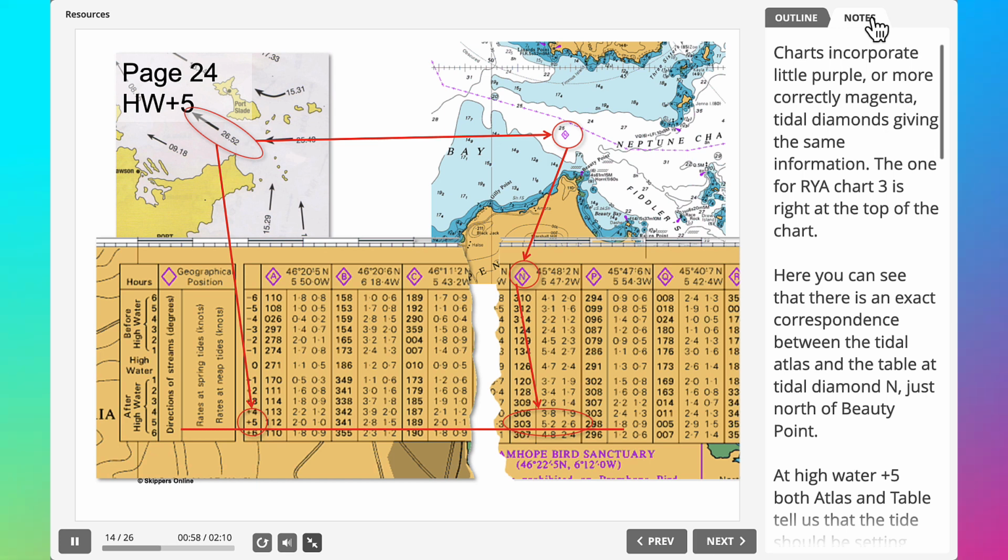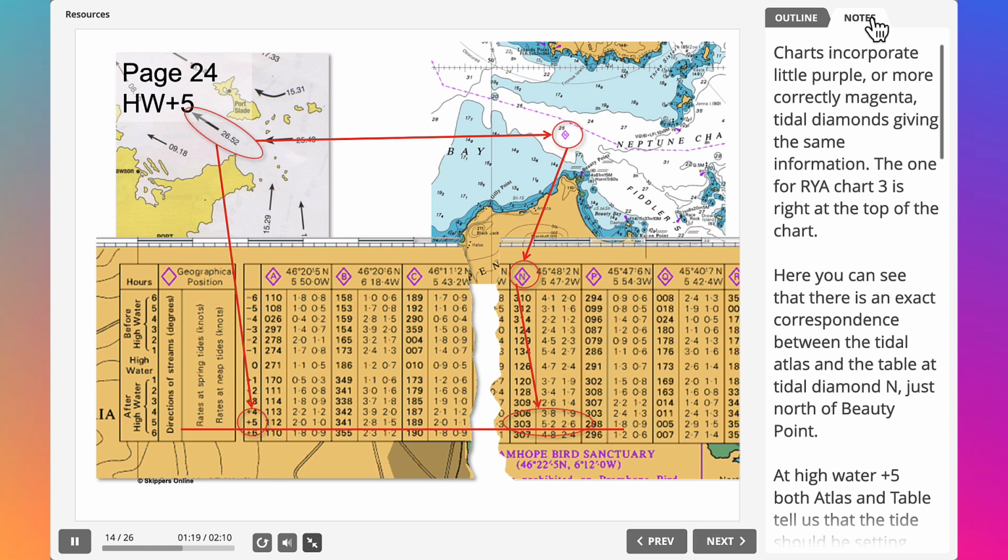Sometimes you will have a tidal atlas for the area that you are navigating, but not always, as they're not available everywhere. So you'll have to work from a chart. Other times you'll have a tidal atlas at a much larger scale than the chart you're working off, with much greater detail, so you would use the atlas in favour of the tidal diamonds.